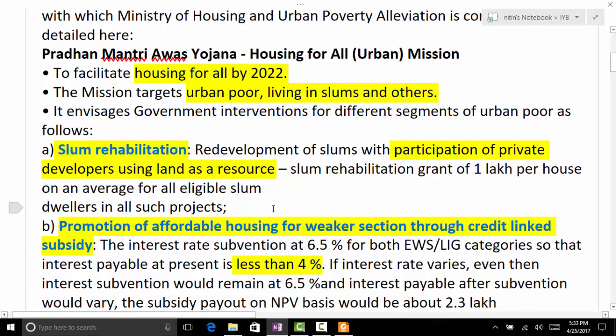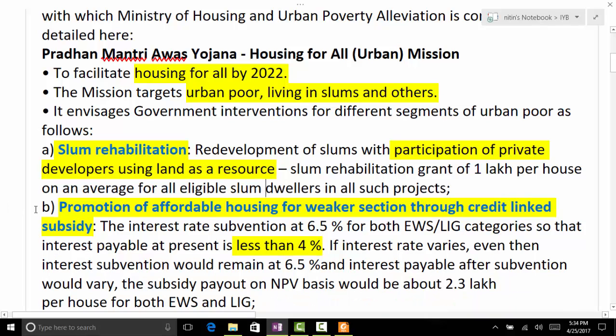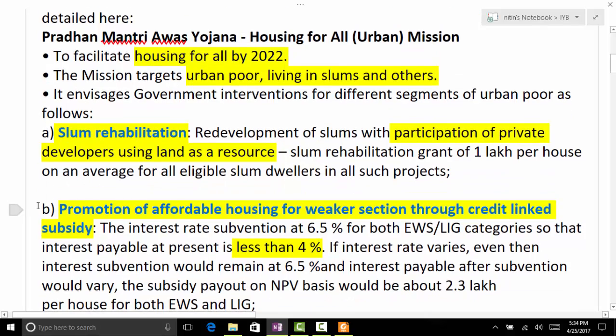So you see through the points again. Awas Yojana 2022, for urban poor living in slums and others. And there are the components. Now we read the components. These are important components. The first component is slum rehabilitation. So we first do the rehabilitation of slums. How? With the redevelopment of slums with participation of private developers using land as a resource, and a grant of 1 lakh per house on average for all eligible slum dwellers in all the projects. So first is redevelopment and rehabilitation of slums, involving the private sector with land as a resource.